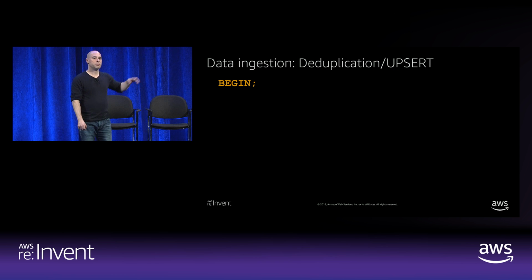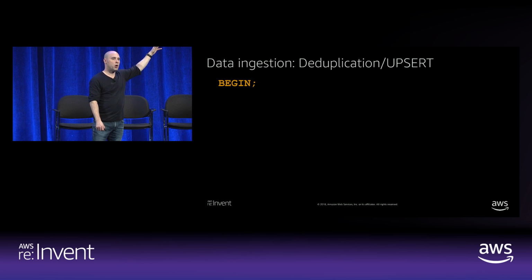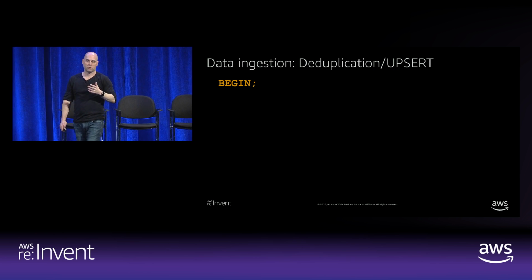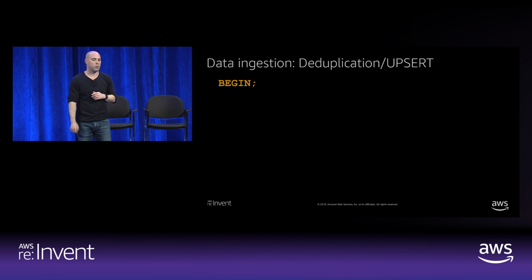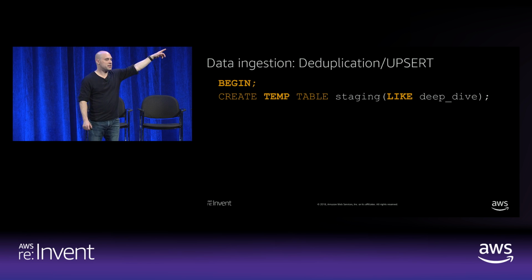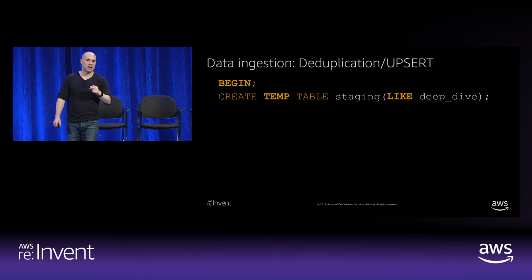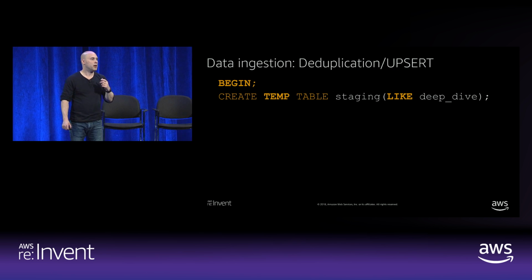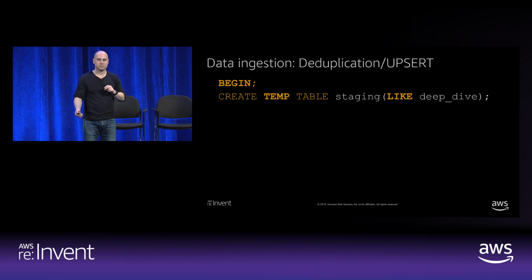The SQL for this, we're going to start with a transaction. Remember when I was talking about the global commits and they're still a bit expensive? We're going to wrap all of this workflow in a transaction. It's also good because if something were to fail halfway through, it would either all happen or roll back. We're going to create a temporary table because temporary tables write twice as fast. I'm going to use this like keyword here, which is going to copy over the distribution style from our deep dive table. And it's also going to copy over compression settings from that deep dive table as well.